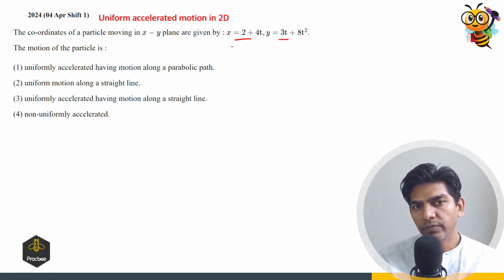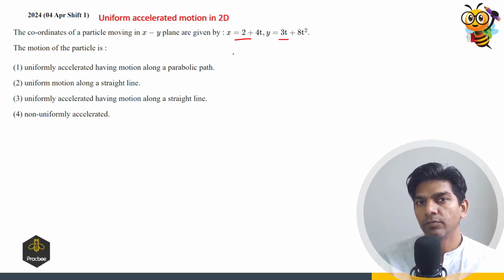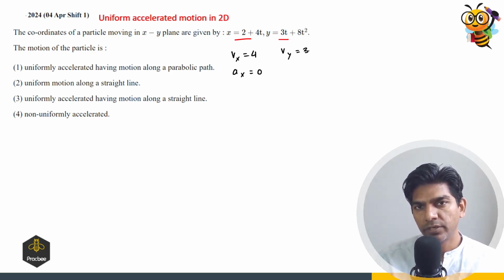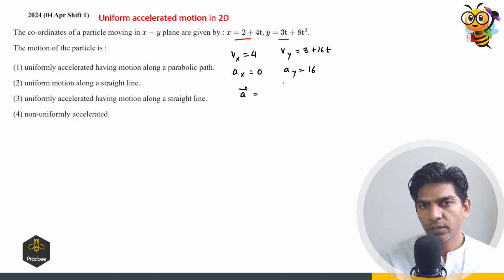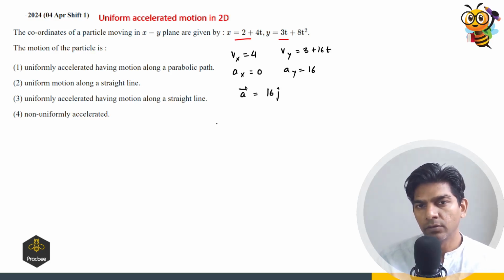So we have given x. So let us find velocity in the x direction. That will be 4. Then acceleration in the x direction will be 0. Now velocity in the y direction will be 3 plus 16t, and acceleration in the y direction will be 16. So if you look at this, the acceleration is constant, right? It is 16 j cap. So it is constant acceleration.